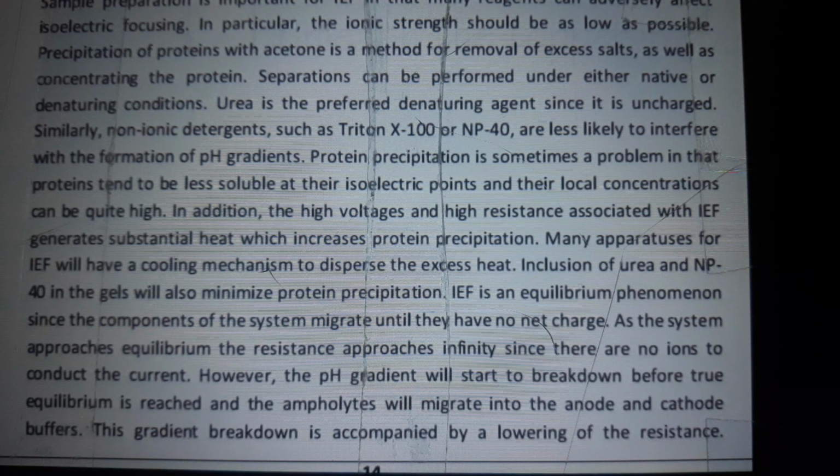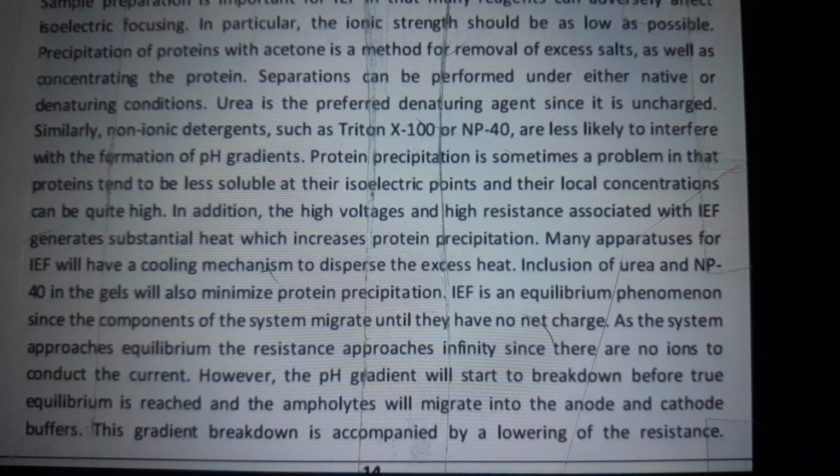Protein precipitation is sometimes a problem in that proteins tend to be less soluble at their isoelectric points and their local concentrations can be quite high. In addition, the high voltages and high resistance associated with IEF generate substantial heat, which increases protein precipitation. Many apparatuses for IEF will have a cooling mechanism to disperse the excess heat. Inclusion of urea and NP-40 in the gels will also minimize protein precipitation.